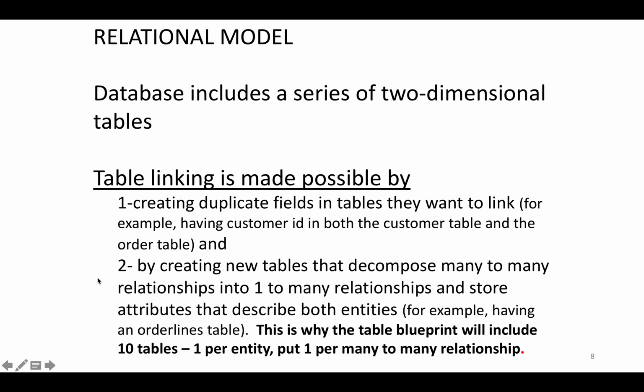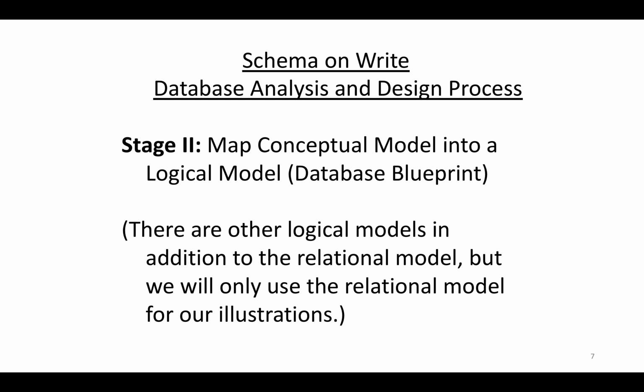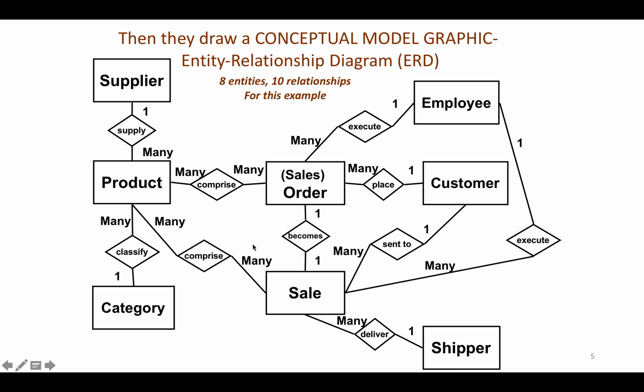Another way that we link tables in a relational model database is by taking any many-to-many relationship and creating a new table. Forgive me while I go backwards for a second. What I mean by a many-to-many relationship is a relationship here, like between product and order. If I have one particular sales order, I can have many products on that order. If I take one particular product, I can have many orders for that one particular product. So this is called a many-to-many relationship.